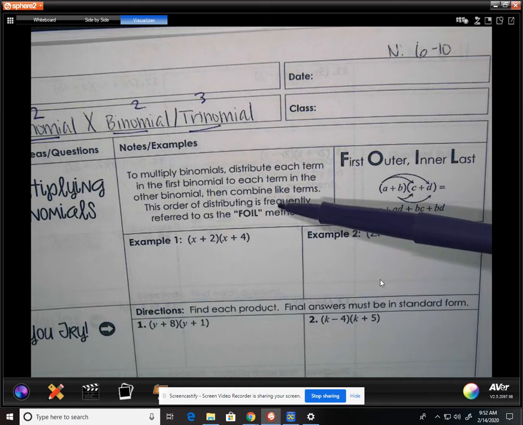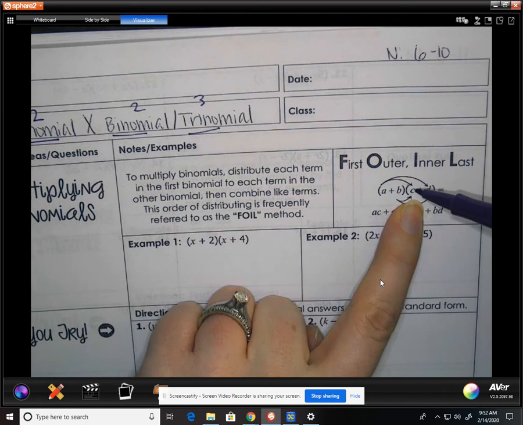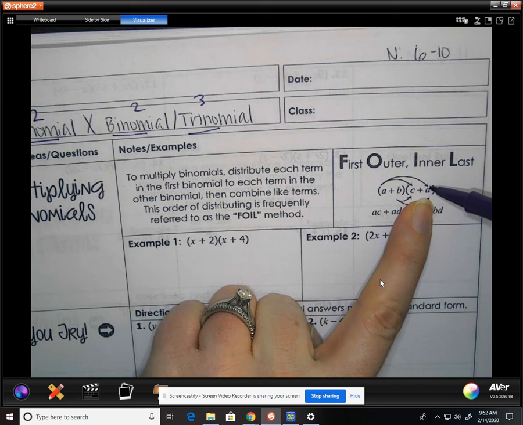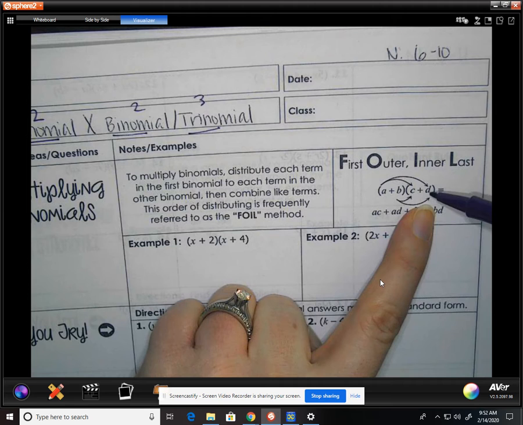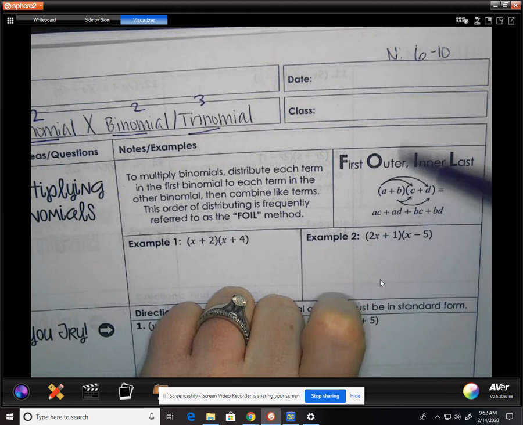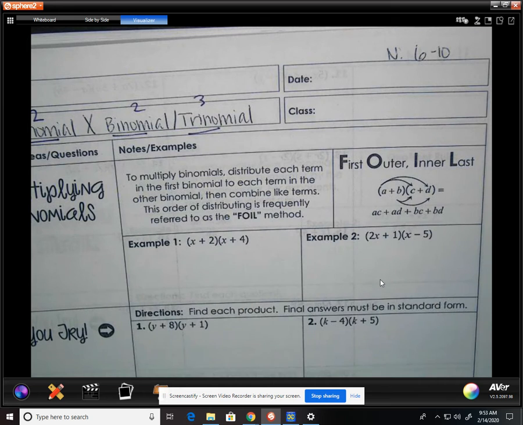This order of distributing is frequently referred to as the FOIL method. I don't really particularly call it FOIL. I call it double distribute. So I'm going to take A and multiply it by this one and by this one. And then after I do that, I'm going to take B and multiply it by this one and then by this one. That's why they call it FOIL, because you multiply your first 2 terms, your outside 2 terms, your inside 2 terms, and your last. I call it double distribute. Double distribute and FOIL mean the exact same thing.